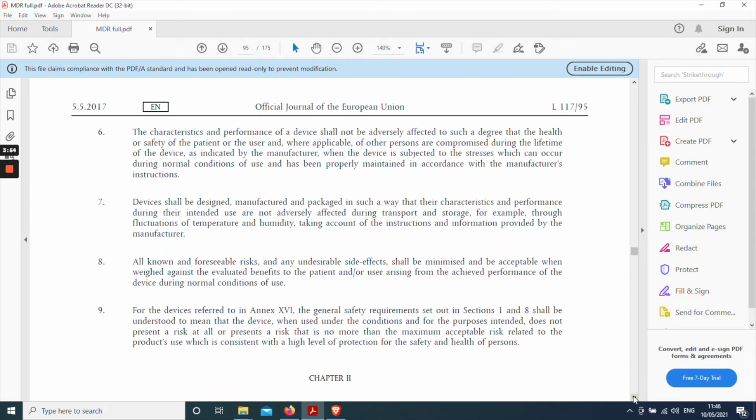Requirement 9, which relates just to devices that are referred to in Annex 16 of the MDR. So there's just a small list of devices in Annex 16. So unless your device is one of those in Annex 16, you can disregard Requirement 9. Remember, the important thing is to make a list of the requirements that are and are not relevant to your device. And for every one that's not relevant, you need to write a justification. So that's very straightforward when it comes to requirement number 9, because if your device isn't listed in Annex 16, then it's not relevant by definition. So Chapter 1 is very straightforward to work with.